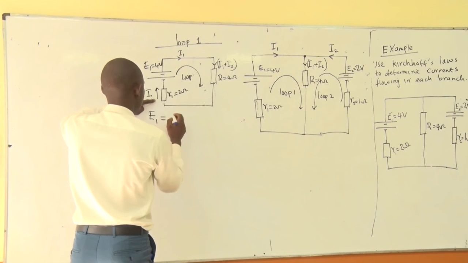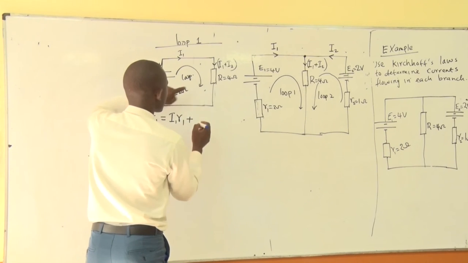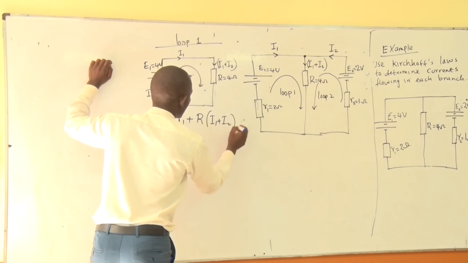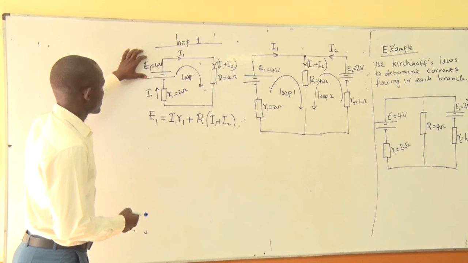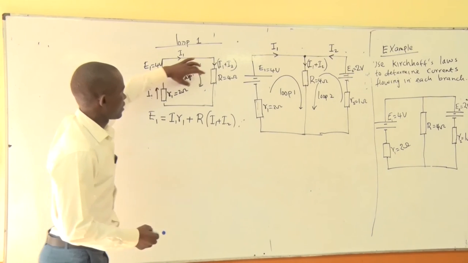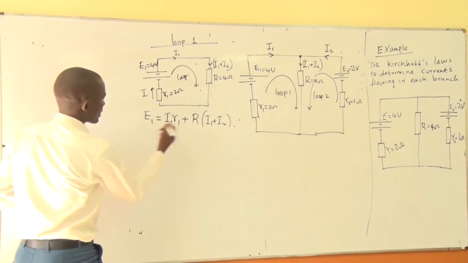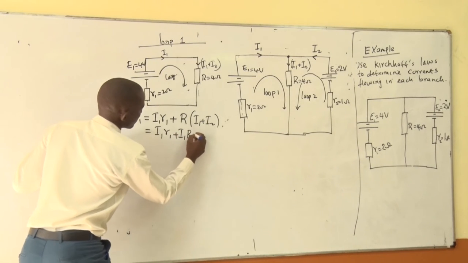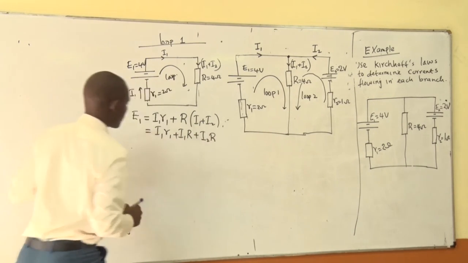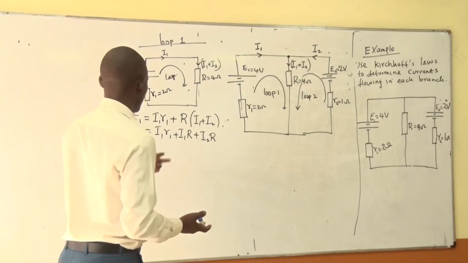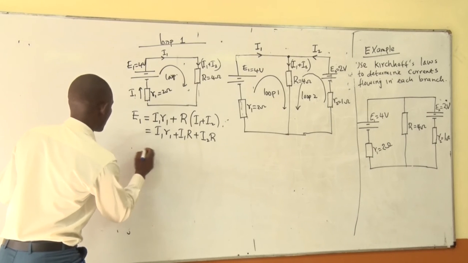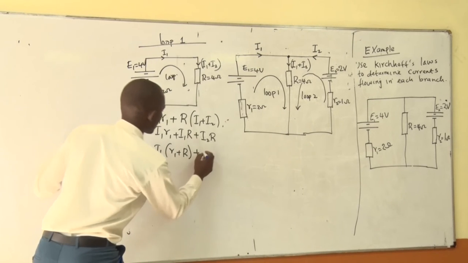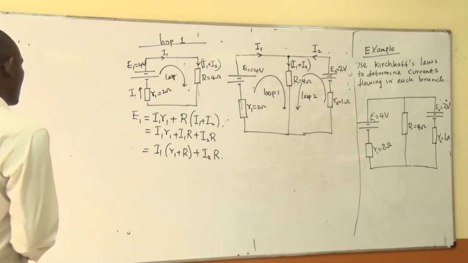It is equal to the voltage drop across this resistor, which is I1 R1, plus the voltage drop here, which is R into I1 plus I2. Remember what I've said: the net voltage in the circuit, which is E1, will be equal to the voltage drop across this resistor plus the voltage drop across the other resistor. If you simplify this equation, you will get I1 R1 plus I1 R plus I2 R. If you so wish, you can combine these currents, because at the end of the day we'll be working with currents. You can get it as I1 into R1 plus R, plus I2 R. So that one forms our first equation.